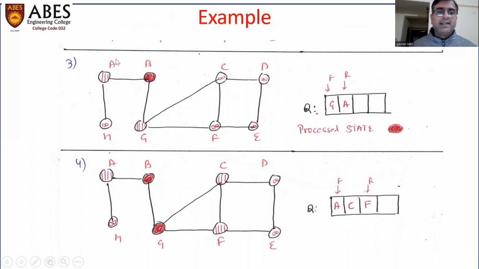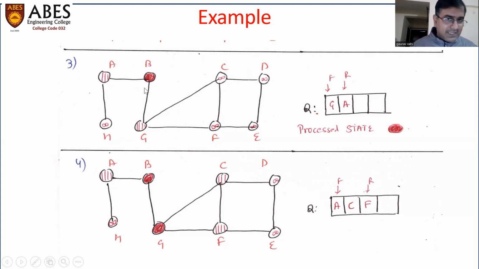all the neighbors of this node B: there are only two nodes, node A as well as node G. These two are the neighbor nodes of B, not H, not C, because they are not directly connected. They are not adjacent to B. That's why they are the neighbor nodes. Okay, so A and G, not B.